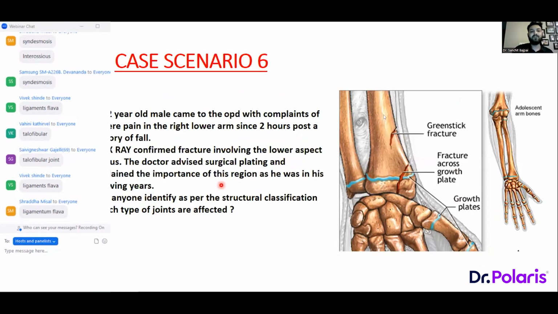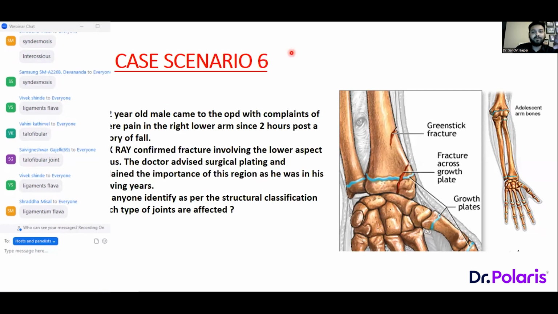A 12-year-old male came to the OPD with complaints of severe pain in the right lower arm for 2 hours after a history of fall. To be specific, this is the forearm, the right lower forearm. X-ray was done and it confirmed a fracture involving the lower aspect of the radius. Now, the term lower aspect of the radius. You can see that particular fracture running here, and the whole fracture line is coming through something.